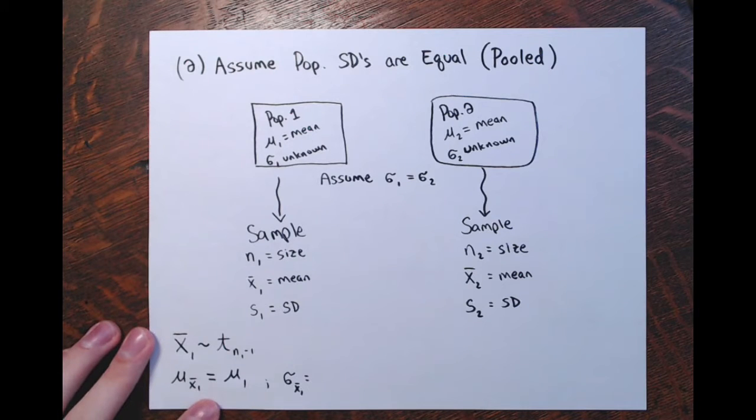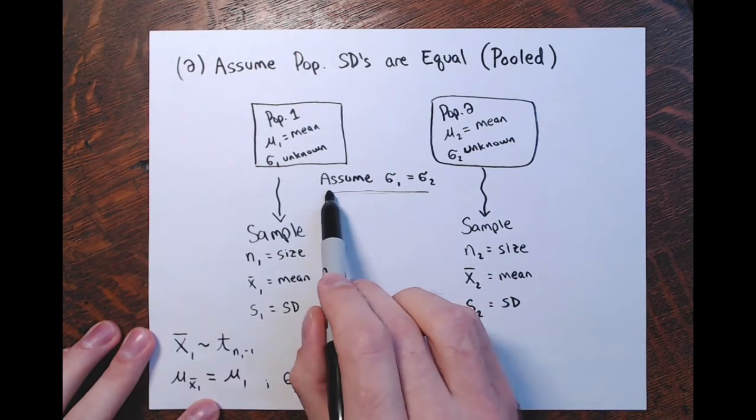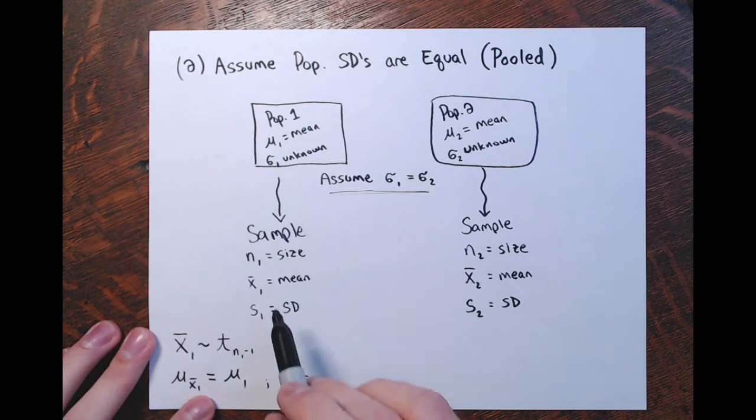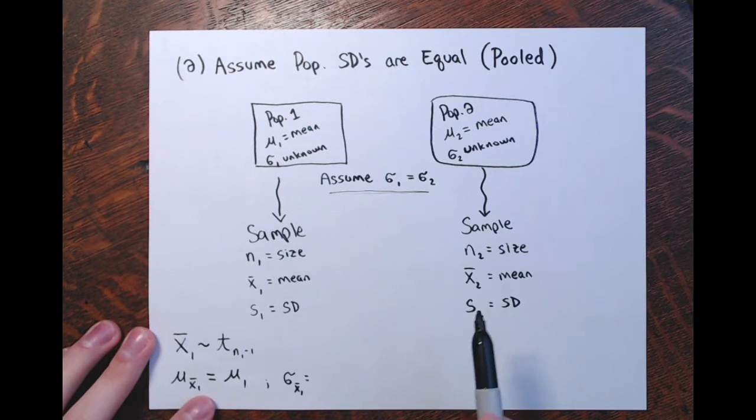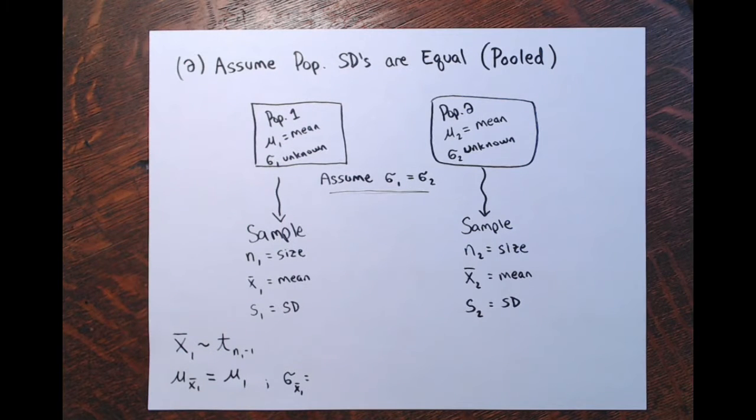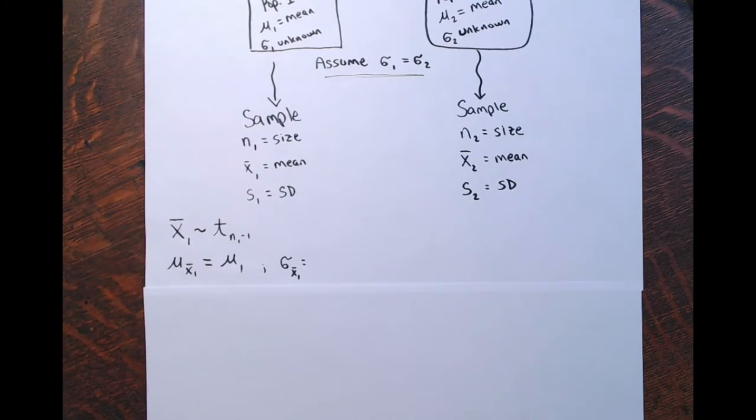Now here's where things get a little tricky. When these population standard deviations are assumed equal, instead of using our sample standard deviations s1 and s2 as estimates of sigma 1 and sigma 2, we're going to do what's called pooling them and creating a pooled standard deviation for the two samples. So before I write down what this is, we need to calculate a pooled estimate of the standard deviation.